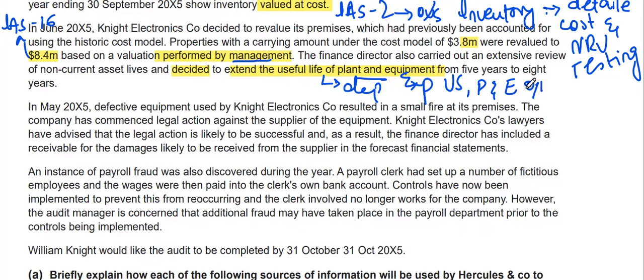And then what should be the auditor's response? Discuss with the finance director the rationale of increasing the life from 5 to 8 years. What is the rationale behind increasing the useful life of this plant and equipment from 5 to 8 years, and consider its reasonableness. This will get you one full mark.